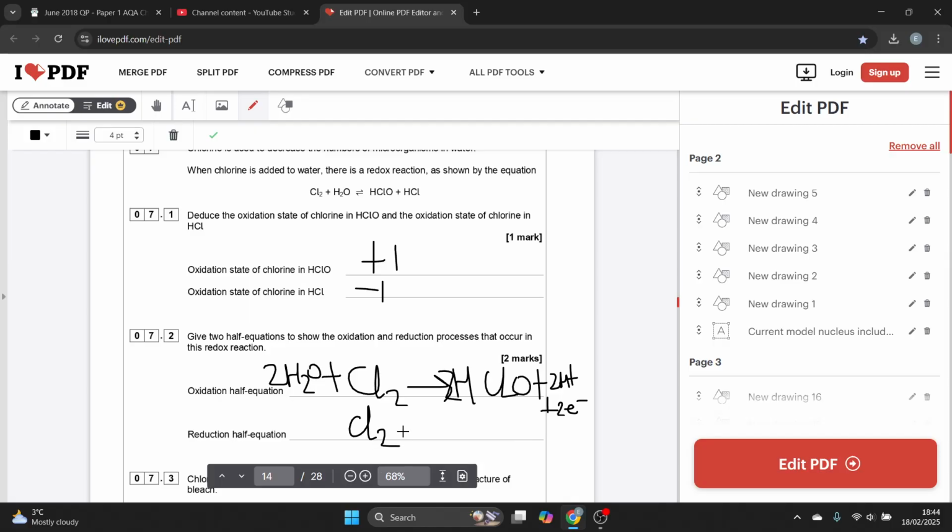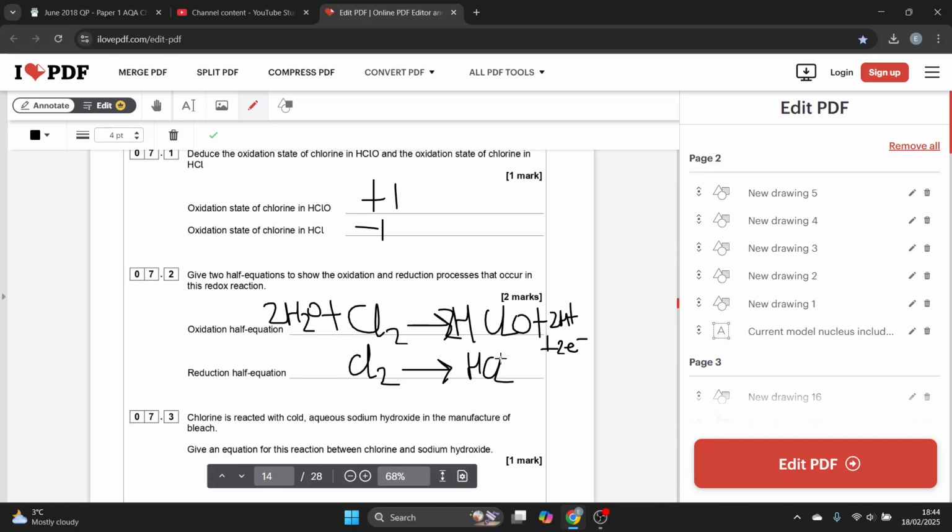Reduction half equation: Cl2 to HCl, 0 to -1. Then I need a 2 here, and then I've got 2 H pluses, so I just add 2 H plus and 2 e minus.